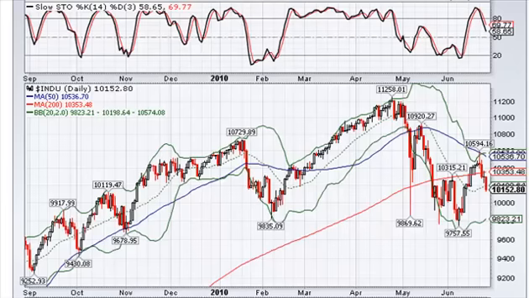Today is Thursday, June the 24th, 2010. Let's go look at the charts. Okay, this is the Dow Jones Industrial Average chart. Each one of these candlesticks is 1 day, and this is a 10-month chart. I've gone out to 10 months to show you guys something I want to point out today.